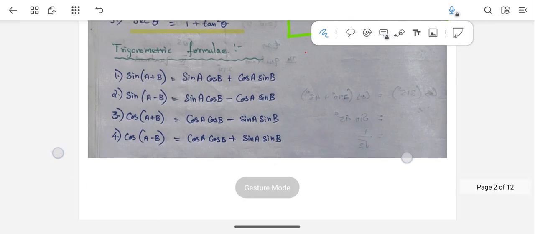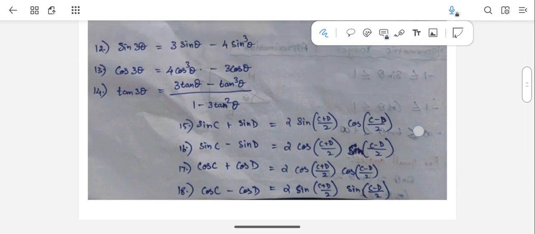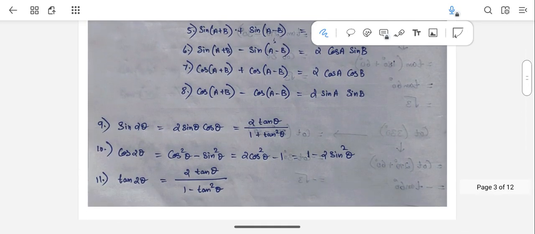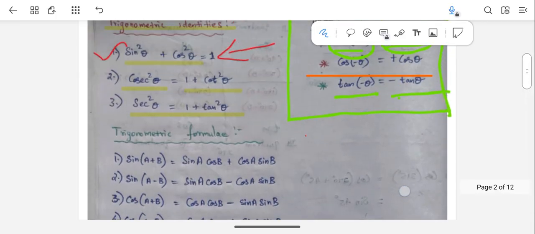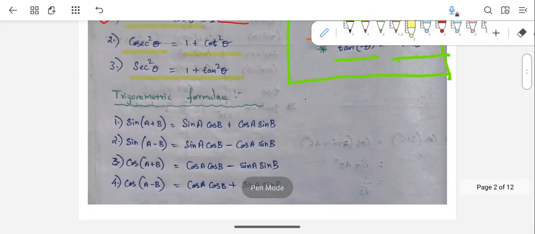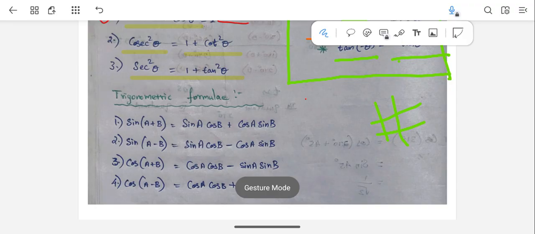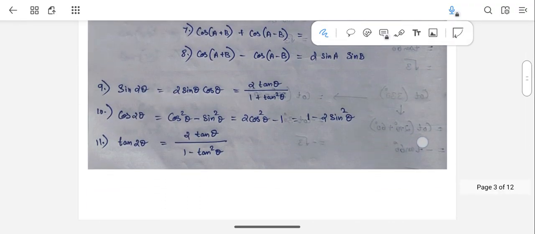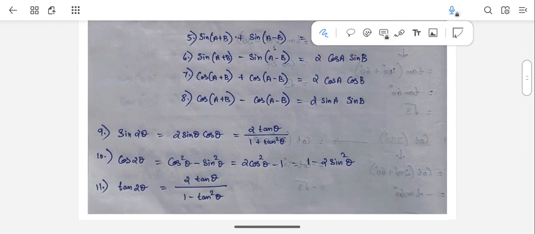We have actually some 15 to 18 formulas, guys. In this, at least up till the 11th one, you need to remember. This is very important, guys. At least till the 11th formula, you need to remember for sure. Then only it will be easy for you. You need to know these basic things.